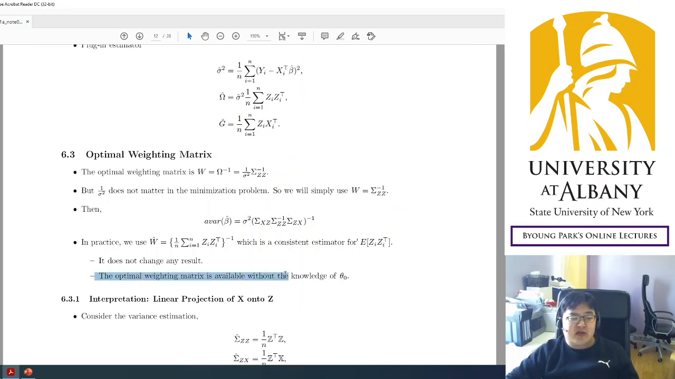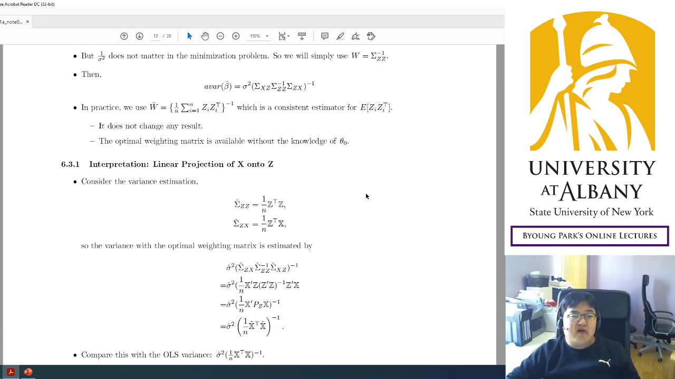And this is an interesting example because the optimal weighting matrix does not require the knowledge of the true parameter. So without knowing the true parameter, you can approximate the optimal weighting matrix. Therefore, you don't need two-stage GMM. That's a result.